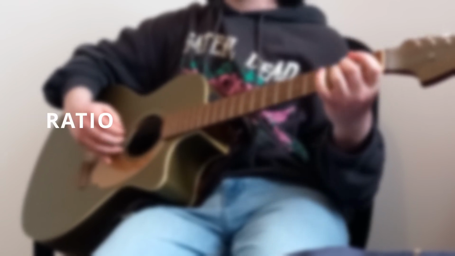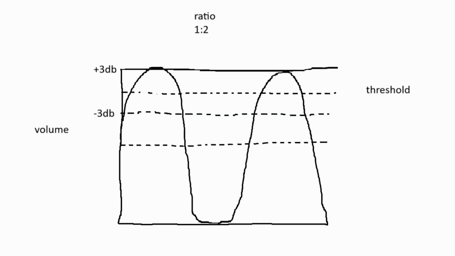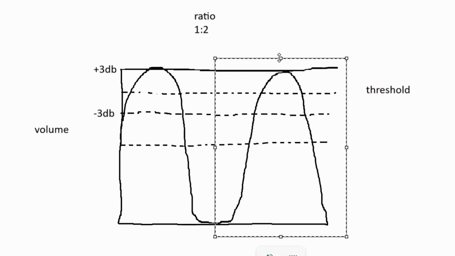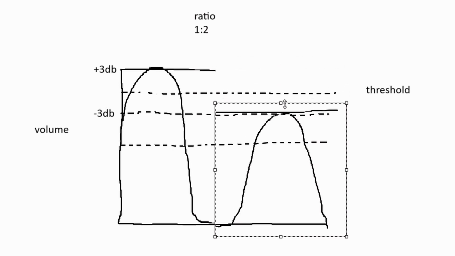Another important control to understand on a compressor is the ratio. This is how many decibels the signal will be turned down by for how many decibels it exceeded the threshold. So for example, with a 1:2 ratio, for every decibel above the threshold the volume reaches, it will be turned down by 2 decibels, once the compressor engages. If it exceeds the threshold by 3 decibels, it will be turned down by 6.